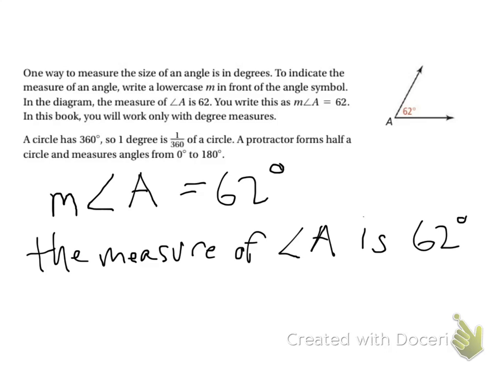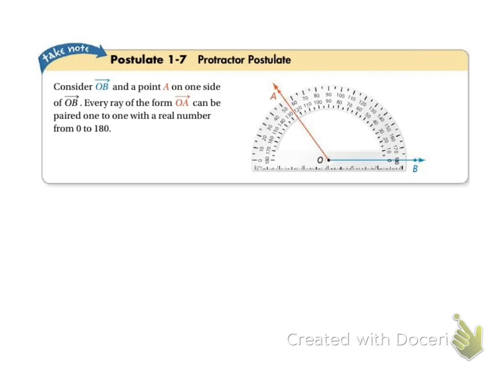A circle has 360 degrees, and a protractor, a straight edge, goes from 0 to 180. So, protractor postulate, postulate 1.7, says consider OB, this blue ray, and a point A on one side of OB. Every ray of the form OA can be paired 1 to 1 with a real number from 0 to 180, which basically tells us that we can measure angles.